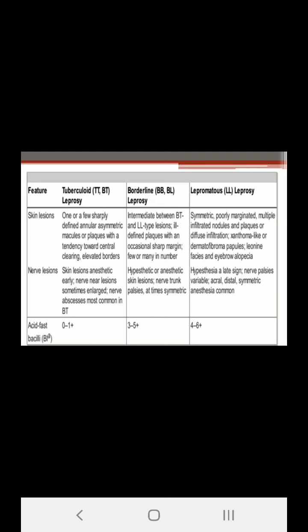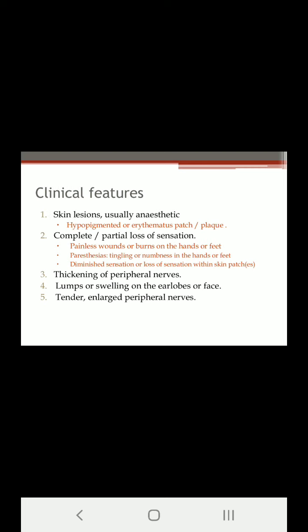The worst part of the spectrum and the highly infectious part is lepromatous leprosy, in which there is a high acid-fast bacilli load, 4 to 6%, there is hyperesthesia, there is nerve palsy, and there are acral and distal symmetric nerve deformities. In the middle part, there are hyperesthetic or anesthetic skin lesions and nerve trunk palsies, whereas at the lower end of the spectrum, tuberculoid and borderline tuberculoid, you have anesthetic and early skin lesions.